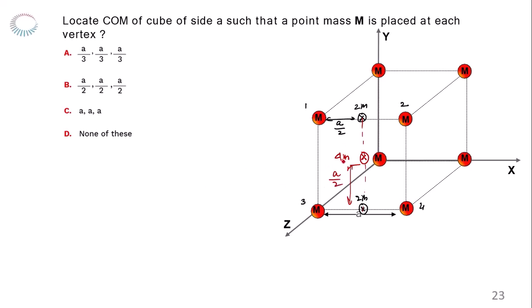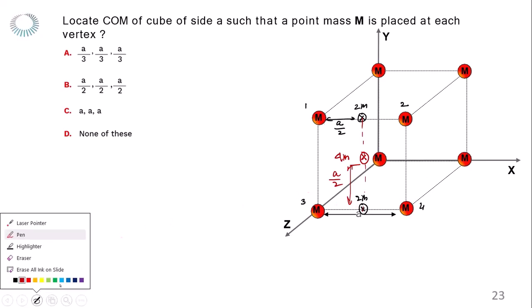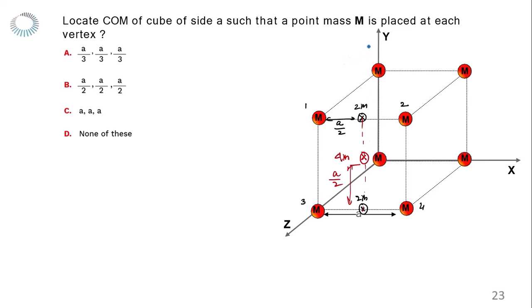Now this 4m is replacing the front side particles 1, 2, 3, 4. Similarly, if I go for the same analysis with the 5th, 6th, 7th and 8th, this 4m particle is replaced by another 4m mass over here. What is the difference between these two 4m? The coordinate of this 4m is x is a by 2, y is a by 2, z is 0.